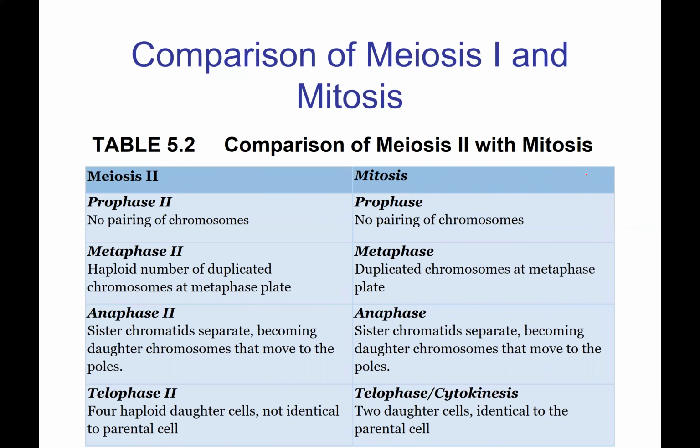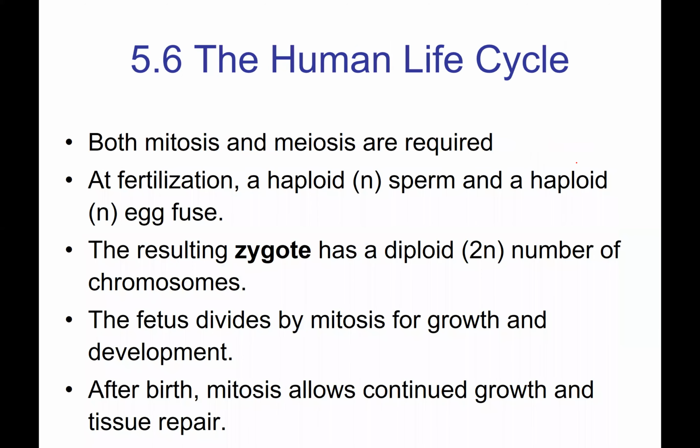Now with meiosis 2 and mitosis, these are going to look very similar. Prophase, no pairing of chromosomes. Metaphase, haploid number of duplicated chromosomes at the metaphase plate. Anaphase, sister chromatids separate in both of these. Telophase, 4 haploid daughter cells not identical to the parent cell in meiosis 2, whereas in mitosis, 2 daughter cells identical to the parent cell are going to be produced.